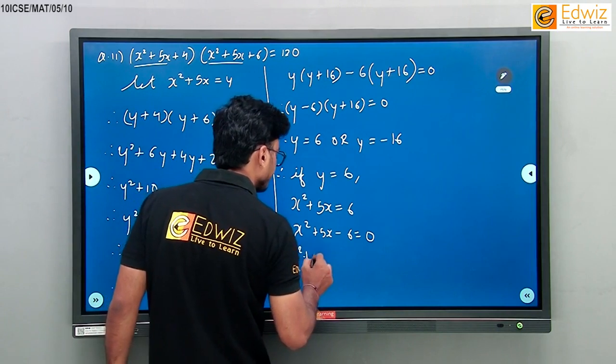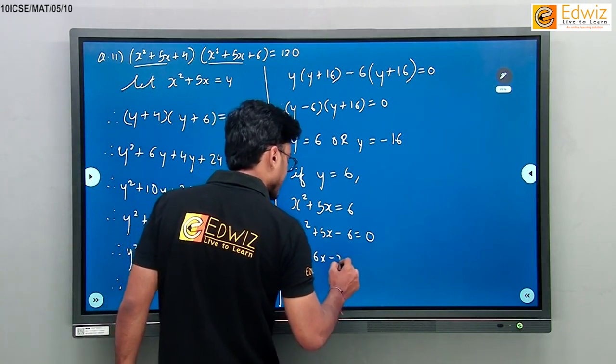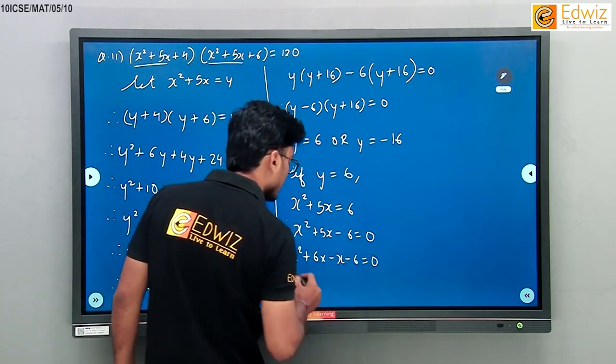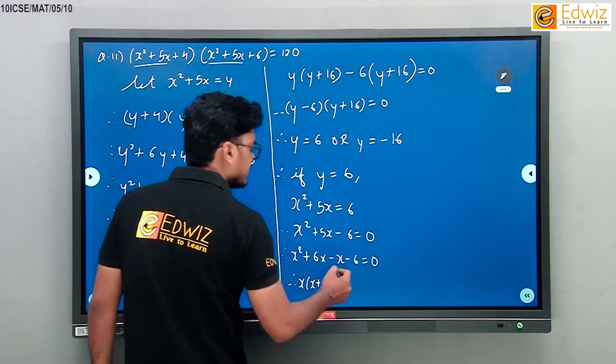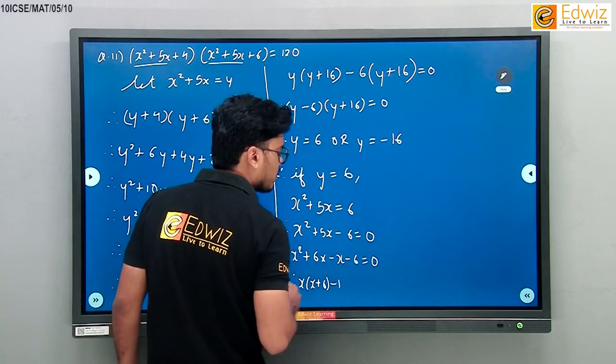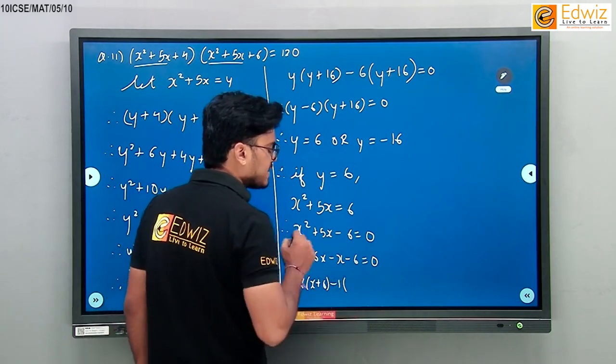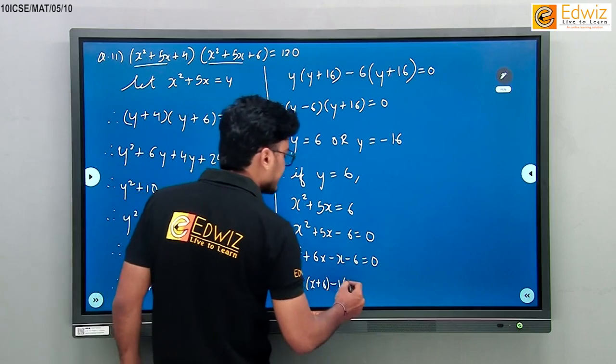x square plus 6x minus 1x minus 6 equal to 0. In these two terms, x can be taken common, so x plus 6. In these two terms, minus 1 is common. Since nothing else is common, minus 1 can be taken outside. Sign will change now.